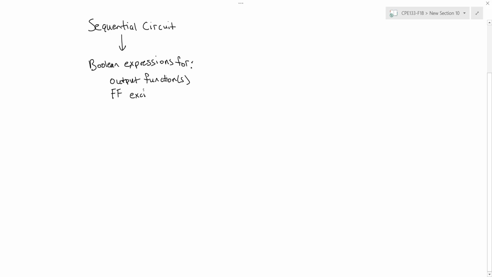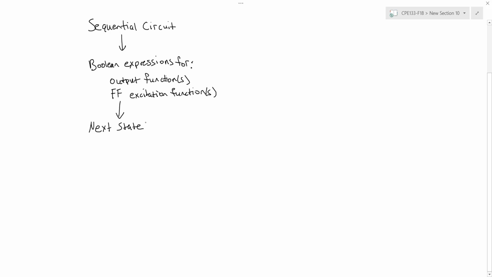Okay, in this video we'll talk some more about sequential design or finite state machines, and specifically we'll get into the design of sequential circuits. First, a quick review. So we saw last time how we could go from a sequential circuit and then read off the Boolean expressions for both the outputs as well as the flip-flop inputs. Also, sometimes this is called the flip-flop excitation functions.